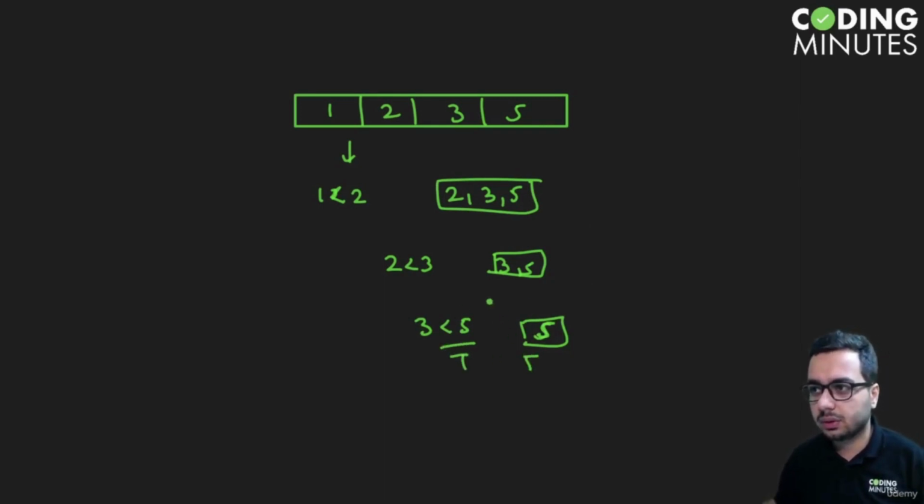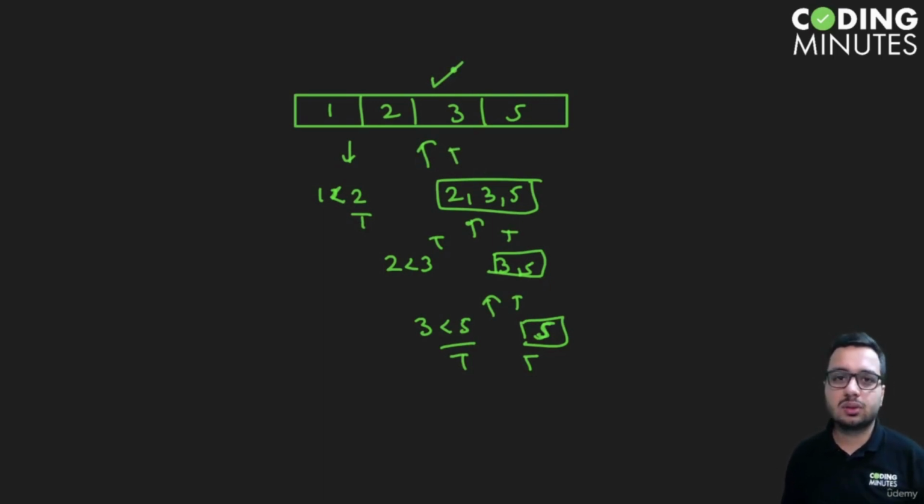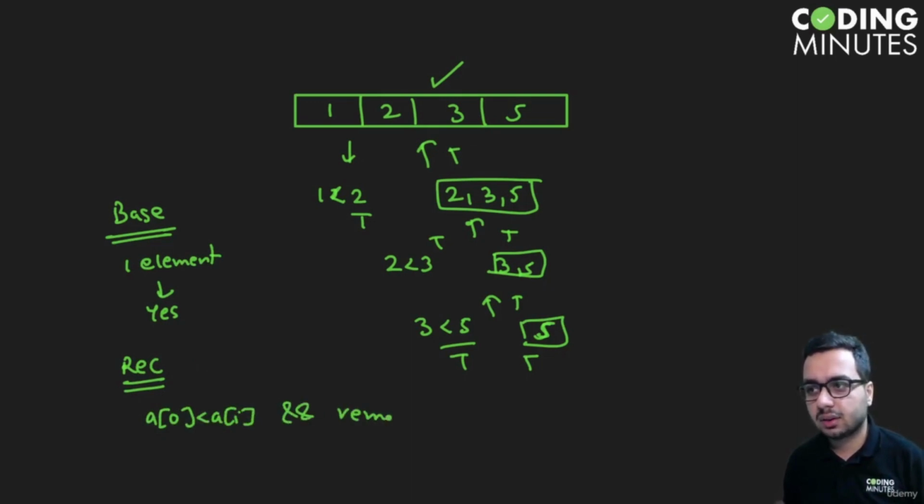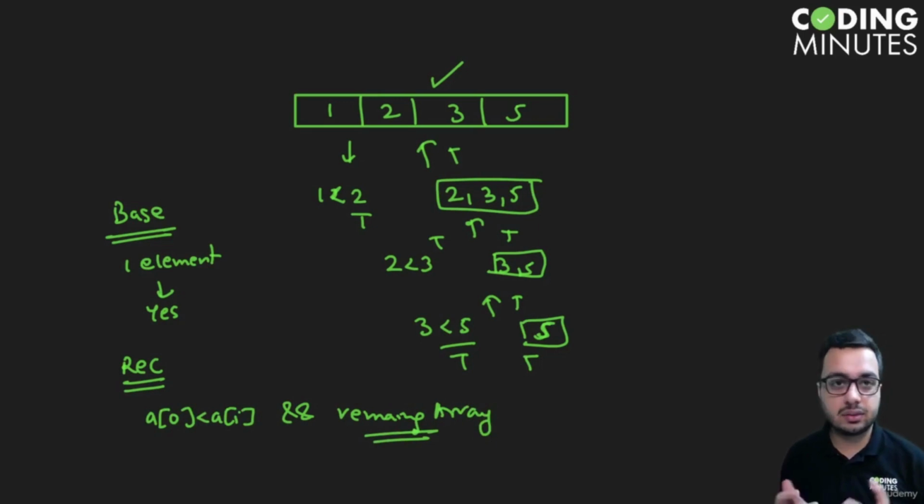This is true, this is true, it returns true. This is true, this is true, it returns true. This is true, this is true, it returns true. Hence this array is going to be sorted. Now from here you can figure out the base case. If only one element is left, then you can say yes, it is a sorted array. In the recursive case you have to check for two conditions. One is if a0 is less than a1 and the remaining array is sorted. For the remaining array you can make a recursive call to check whether that array is sorted or not. So that's all for this concept, and now we will look into the code.